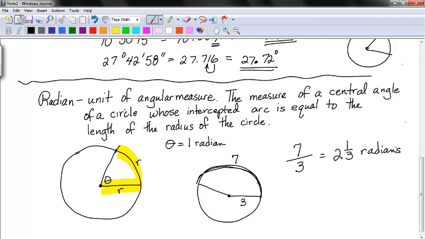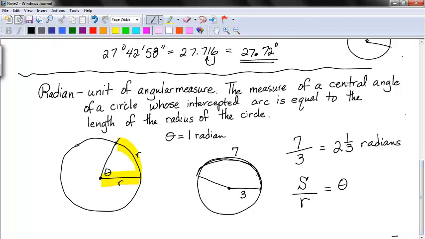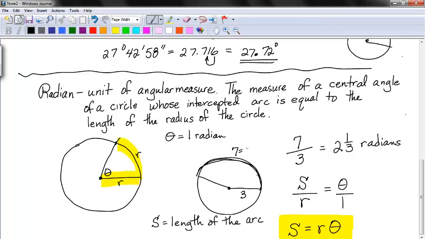Now, there's a formula for that, and the formula is S, the length of the arc, divided by the radius, and it equals theta, the angle, in radians. Now, normally in the book, it won't be written that way. What they do is they write S over R equals theta. If you look at this as over 1 and cross multiply, you're going to get S equals R times theta. This is the main formula, and you need to somewhere put in there that S stands for the length of the arc.